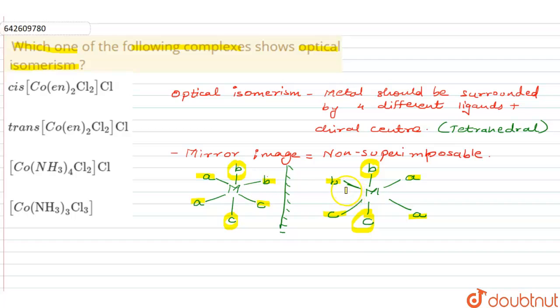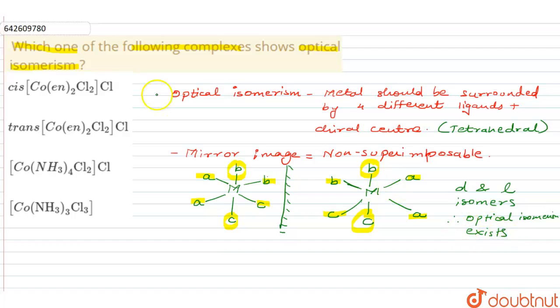So in such cases, we name these isomers as enantiomers, and these 2 mirror images are the dextro and the levorotatory isomers of each other. Hence in that case we can say that optical isomerism or optical activity will be shown by this type of structure.